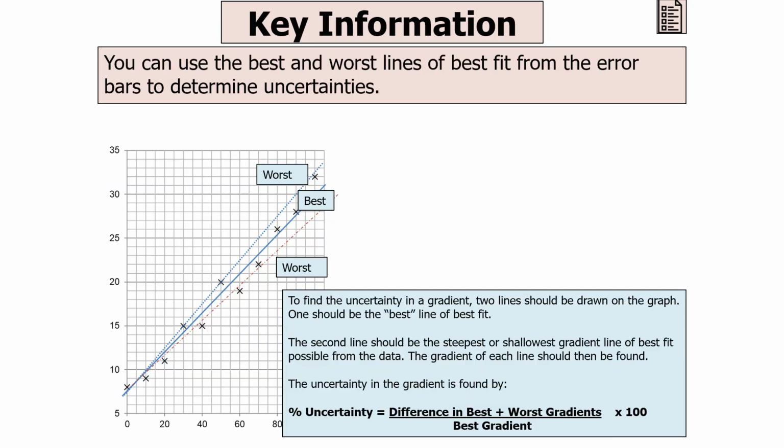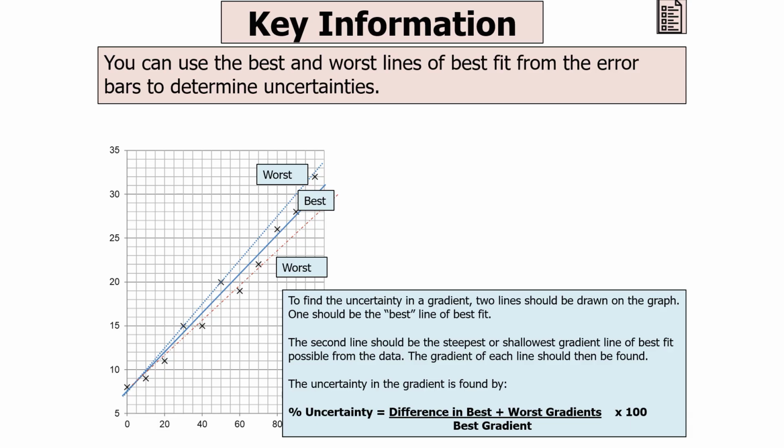So what you can do with your data, with your error bars, is use the best and worst lines of best fit from the error bars to determine the values. To find the uncertainty in a gradient, two lines should be drawn on the graph. One should be the best line of best fit, which is the normal line of best fit drawn. The second line should be either the steepest or shallowest gradient of line of best fit possible from the data. The gradient of each line should then be found.